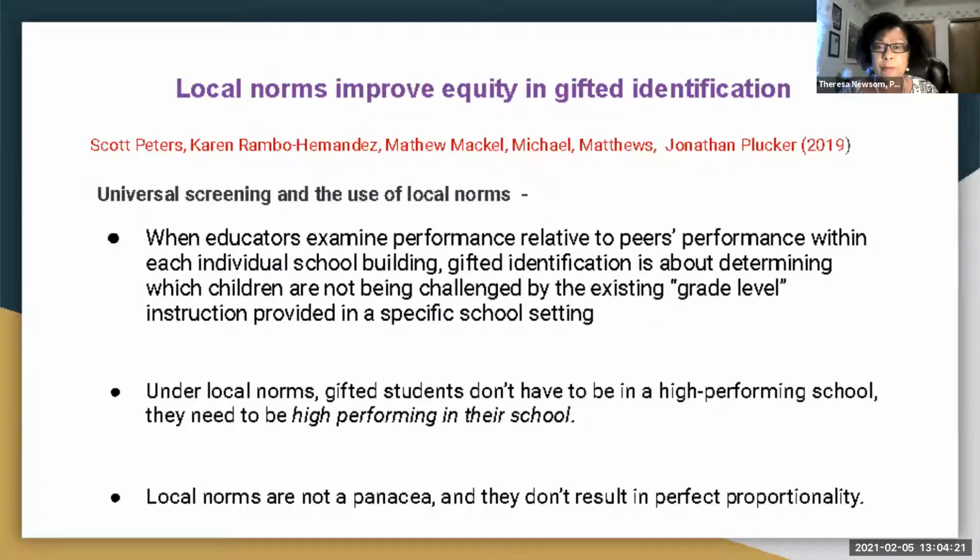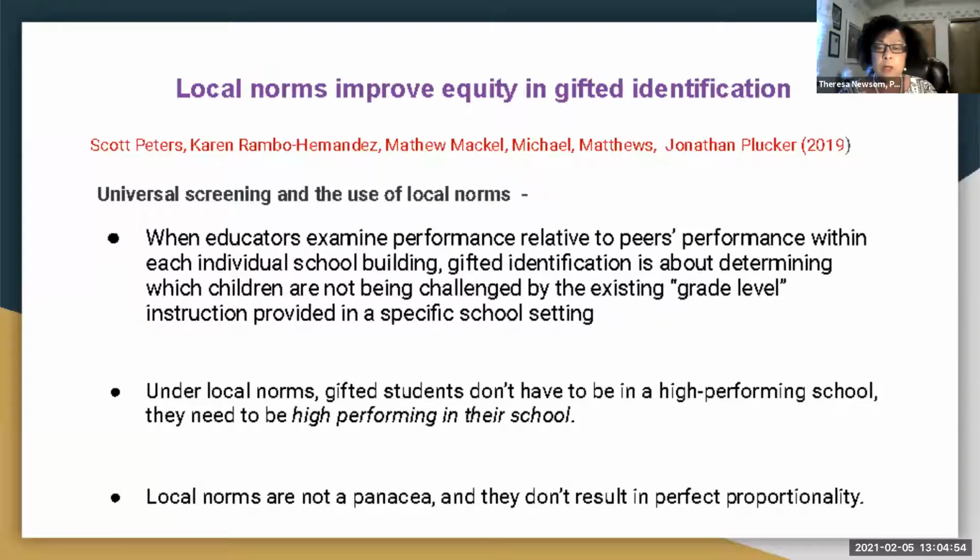This is an article written by several authors. And as you look at these norms in your local area, we want to ensure that we are doing universal screening. And then the norms that are local to our school district, our state, and of course, looking at NAGC's norms too. But the important thing about looking at the local norms is this is not a panacea. It's not going to be perfect.